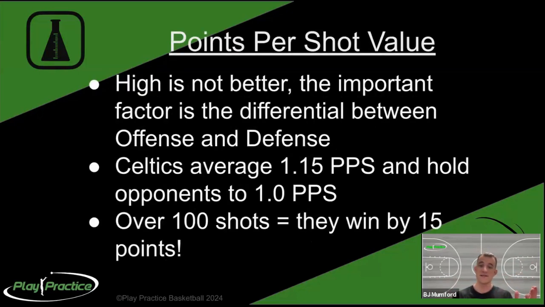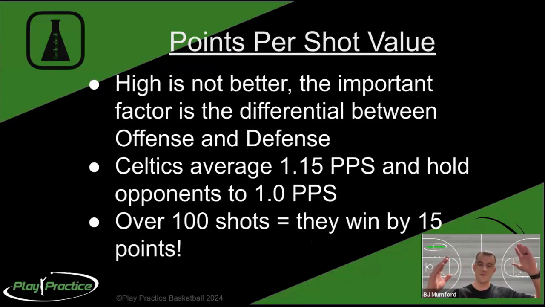The team aspect: it doesn't matter that we have a really high or really low points per shot value. The big difference maker is the differential between the offense and defense. So if we can score 0.8 points per shot in high school, but keep the other team scoring only 0.6 points per shot, then we're still going to win by about 20 points, right?